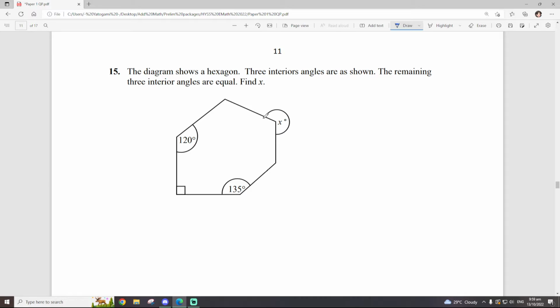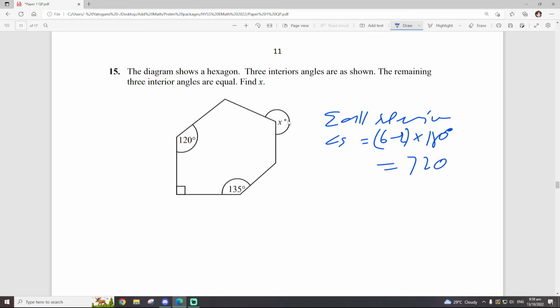We have a hexagon, 3 interior angles are given. Remaining 3 interior angles are equal. Find x. Okay. So what is the sum of all angles? So the sum of all interior angles, you apply the n minus 2 formula, right. So 6 minus 2 times 180 degrees. This is 120 degrees. So let this be y, let this be y, and let this be y also. So we have 3y plus 90 degrees plus 135 degrees plus 120 degrees equals 720 degrees.